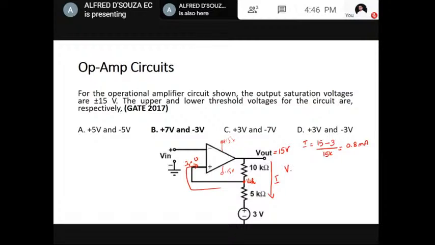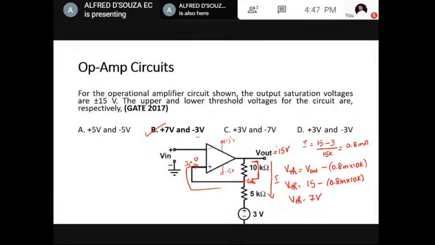So what is the voltage VTH? You can easily find out. VTH is V out, which is 15, minus the voltage across this resistor, that is 0.8 milli into 10K. So 15 minus 0.8 milli into 10K will give you 7 volt. So the answer is B. You can eliminate options because plus 7 volt is there only in this particular option. So how did they get minus 3? Let us try to find out.